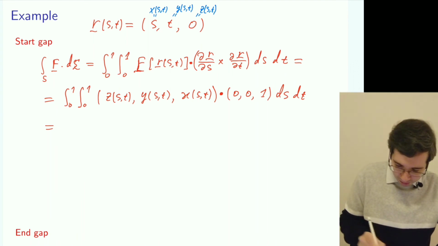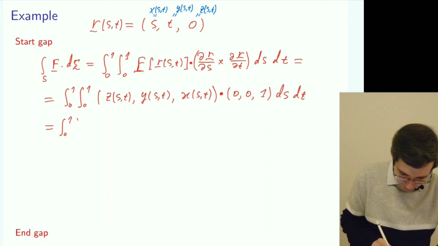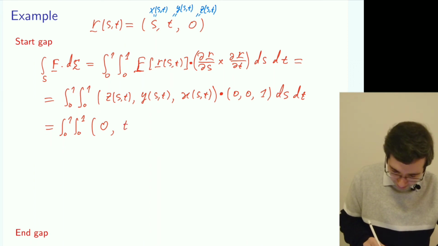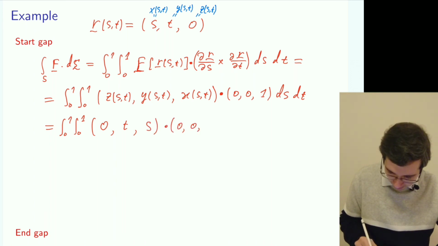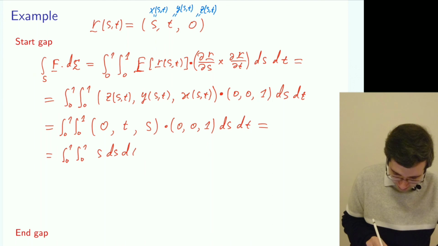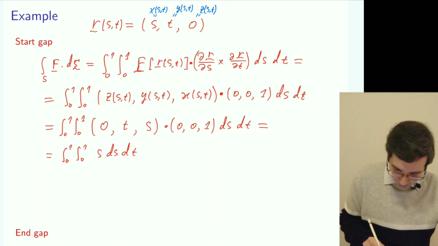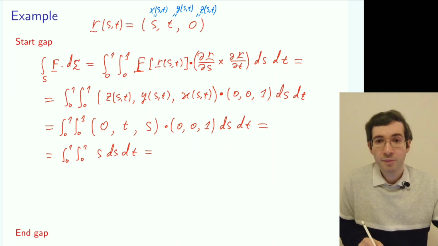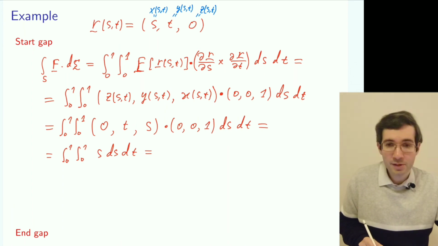So if we substitute it, we will get the integral from 0 to 1, 0 to 1, of (0, t, s), and we multiply it scalar product way with this. So it already looks simpler. And if we take the scalar product, we get s ds dt. All the rest is gone. And we can use standard techniques from previous maths unit courses to evaluate this double integral.